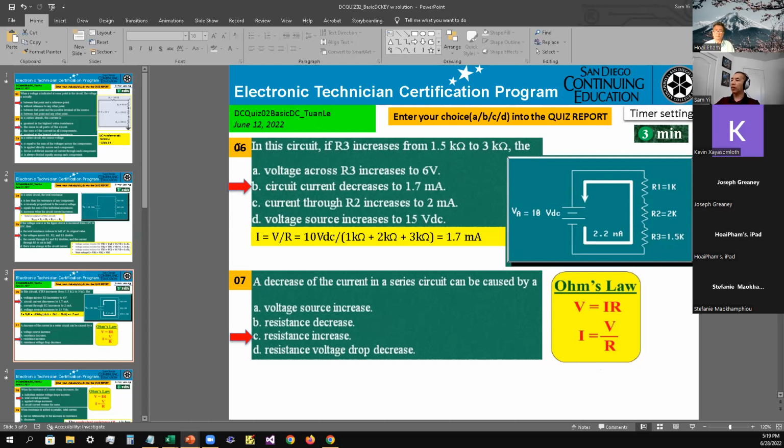Okay, number 7, a decrease in the current in a series circuit can be caused by, okay, so you decrease the current, so you have to increase the resistance. So the answer is C as in cat for number 7.